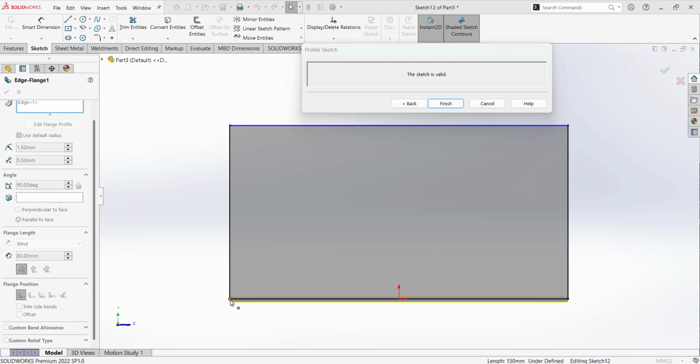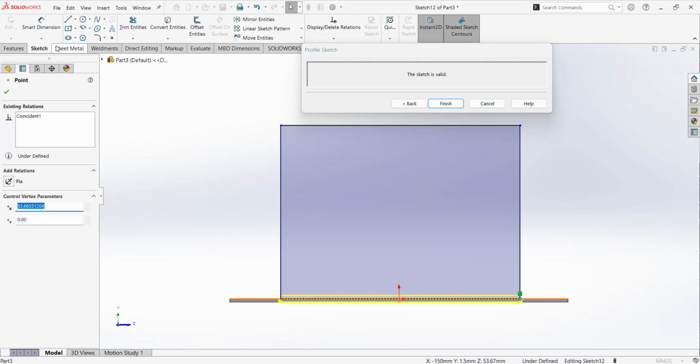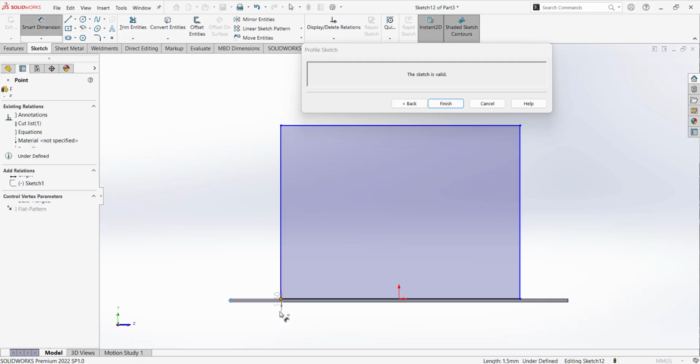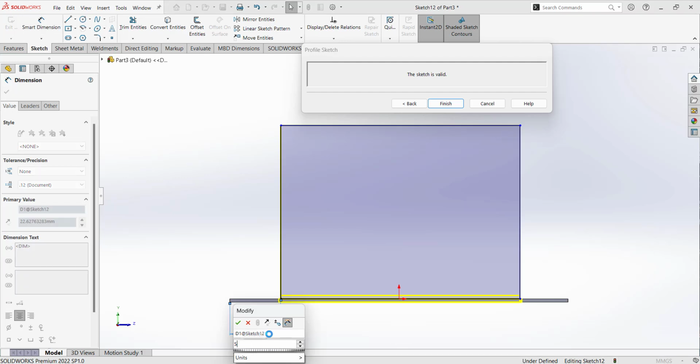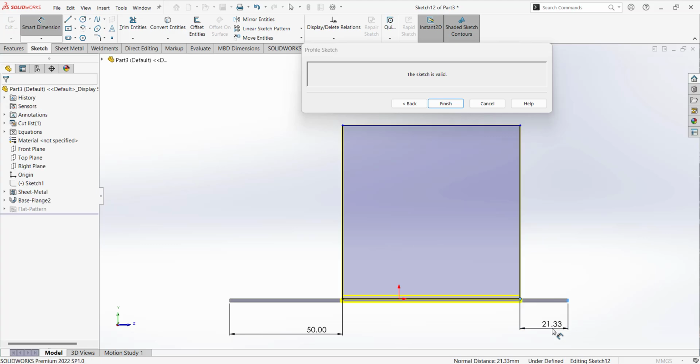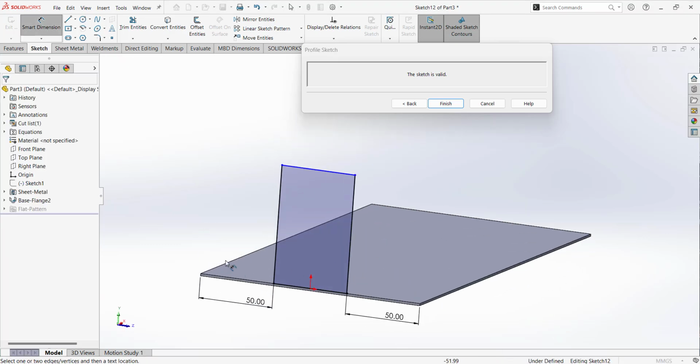And then you just need to drag from the bottom sides and provide the distance whatever you require from the sides. I'll put this distance at 50 mm from this side and 50 mm from the other side also. Now this flange is coming at the center of the edge. Just finish the option, it will be updated there.